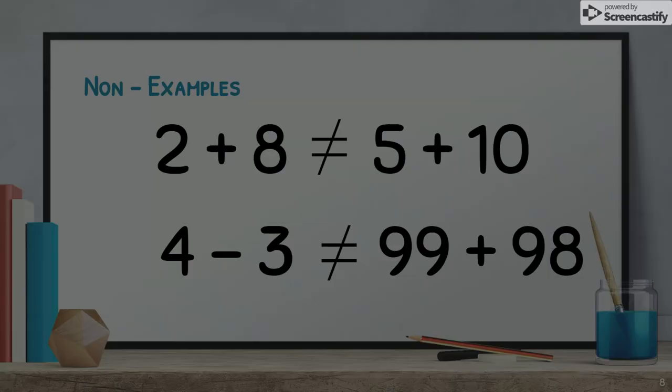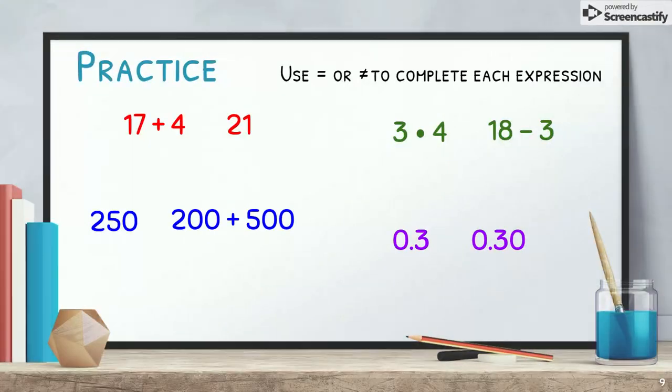So, hopefully we all understand this concept. We are going to practice in our math journals right now. You're going to use the equal sign or the non-equivalent sign right here to complete each expression. Our first expression is in red, our second is in blue, our third is in green, and our fourth is in purple. You are to write down these expressions and use either the equal sign or the non-equal sign to complete each expression. Pause the video and go ahead and do that before we answer.